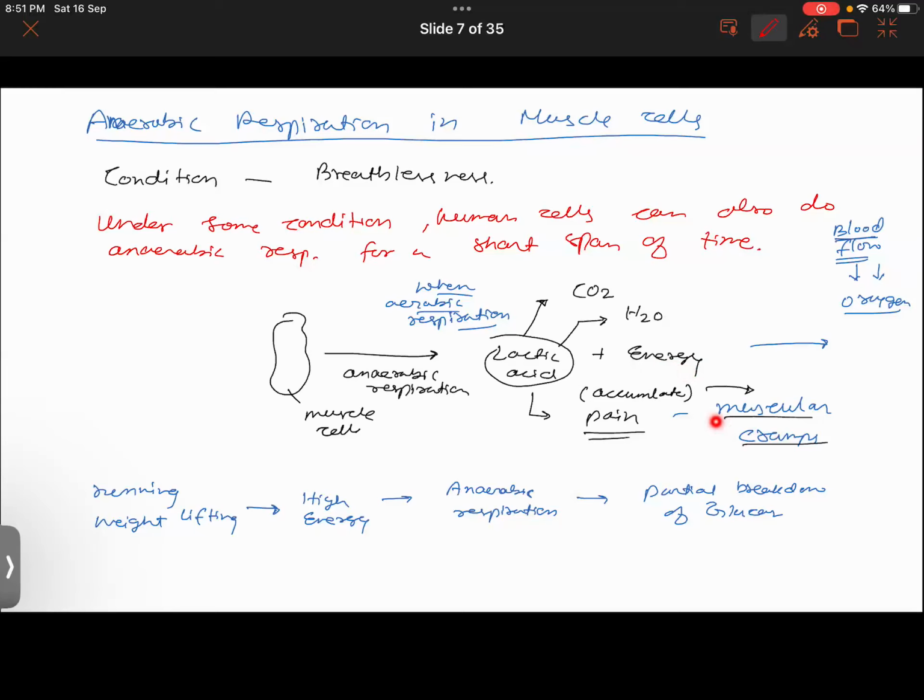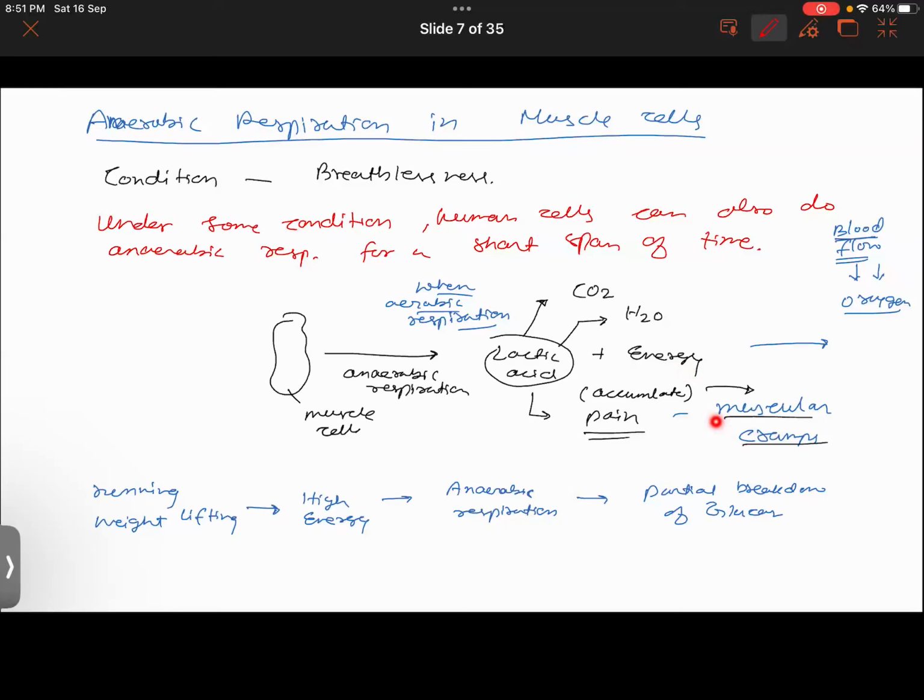So how can one get relief from muscular cramps? By taking a hot bath or by massaging that area, so that the lactic acid will be converted into carbon dioxide and water. Up till here we discussed in our previous class. We also talked about breathing. Breathing involves two steps: inhalation and exhalation.